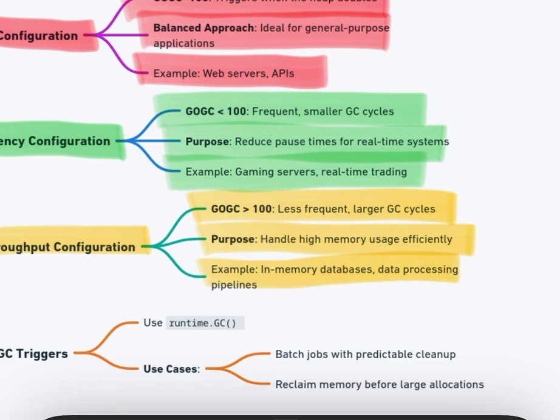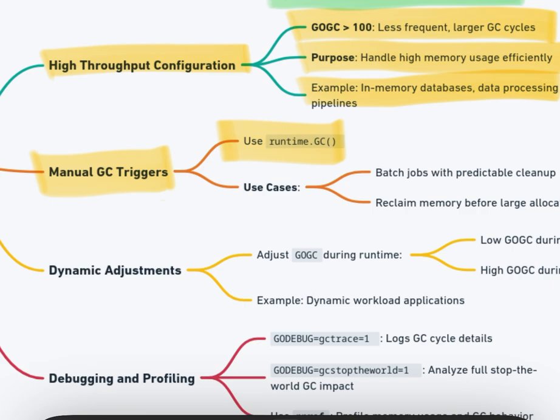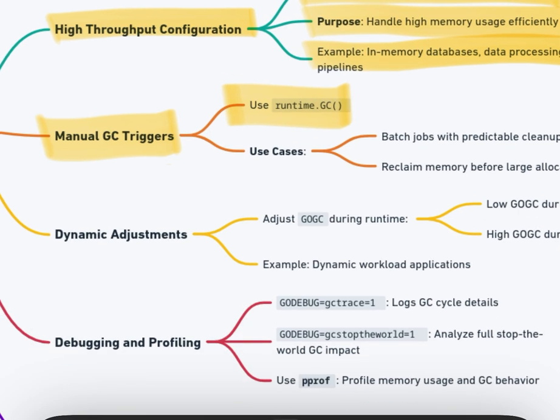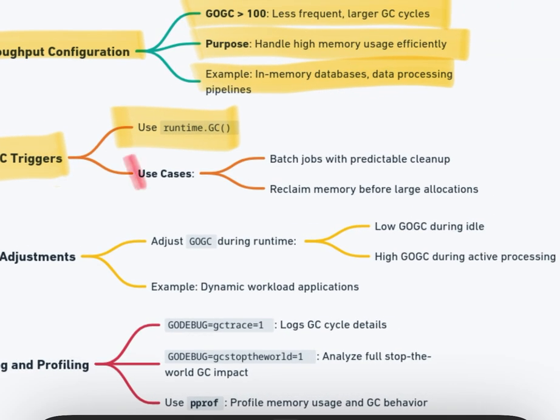4. Manual GC triggers. Predictable cleanup. Let's say you're handling batch jobs that allocate lots of memory but have predictable workloads. After processing each batch, you explicitly call runtime.GC to clean up memory. Why? This ensures the system stays clean and ready for the next batch without unnecessary GC during processing.